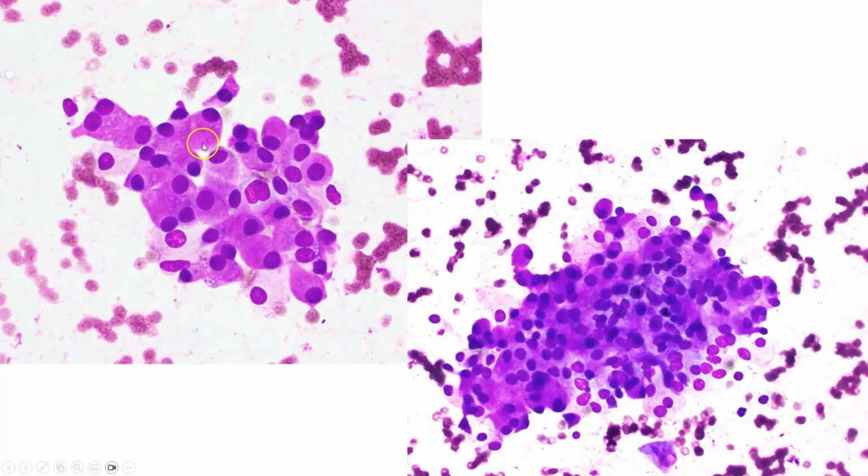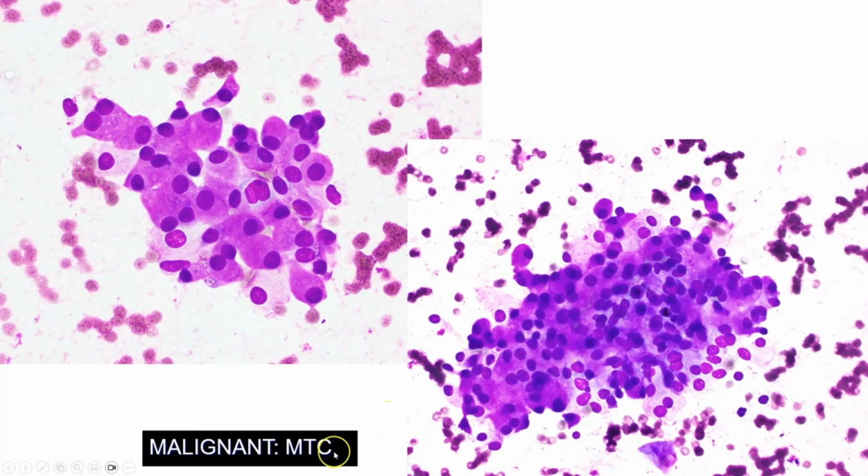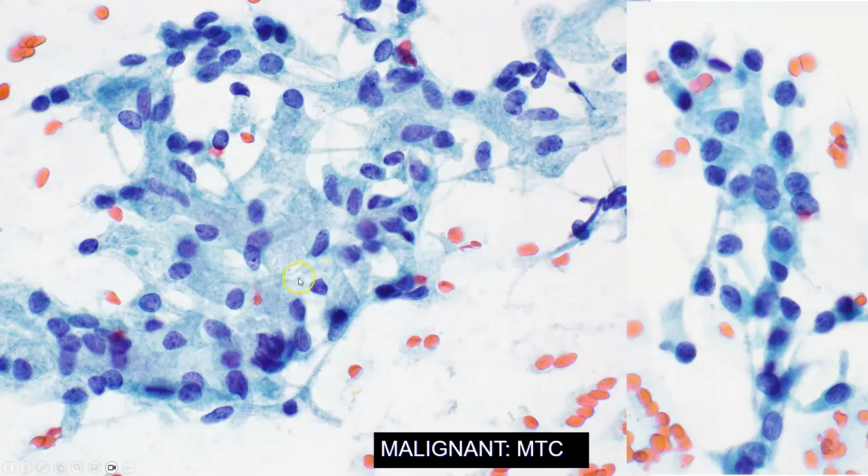Here is a different case where we can again see these cells with quite abundant, dense appearing cytoplasm, and the nuclei are actually very eccentric and fairly uniform. This turned out to be a medullary thyroid carcinoma, and you can see how closely they resemble oncocytic cells. The clue will lie in the alcohol fixed smears in the nuclear chromatin, which shows a granular salt and pepper appearance. So this is yet another differential diagnosis for oncocytic type cells in thyroid aspirates.